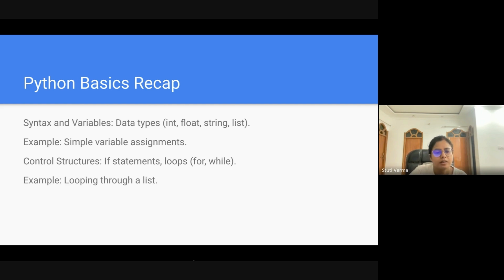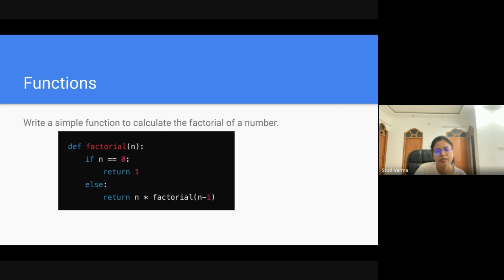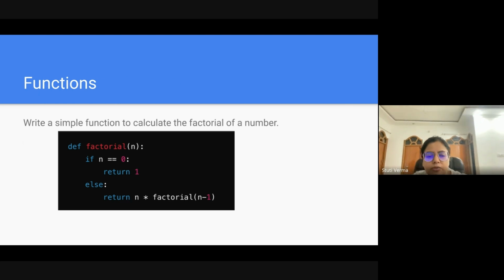So let's say, in case of int, when we add some value to it, we can do it using very simple variable assignments. And then we have for loops, looping through a list. I guess this is something you'll be aware of. We can move to functions now.